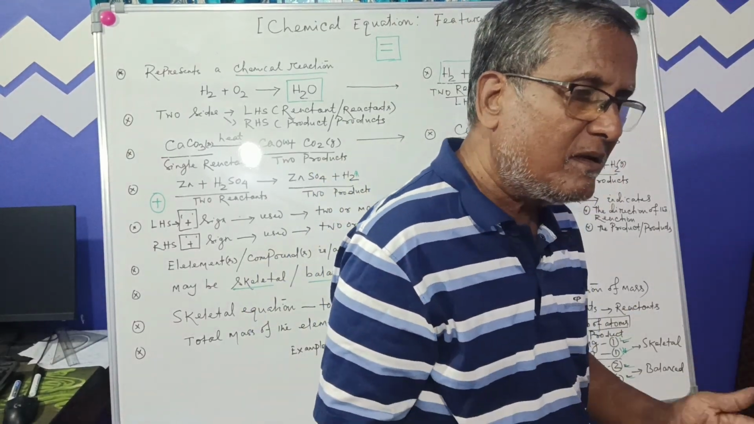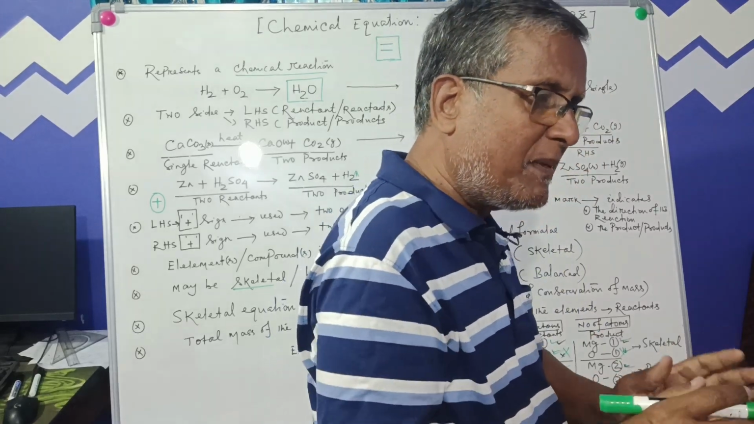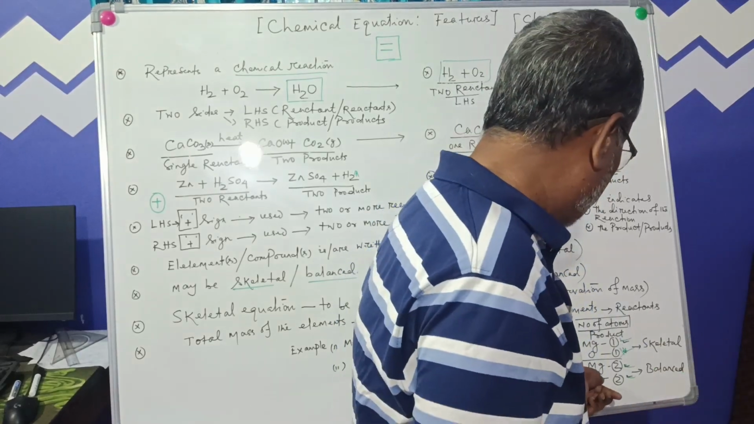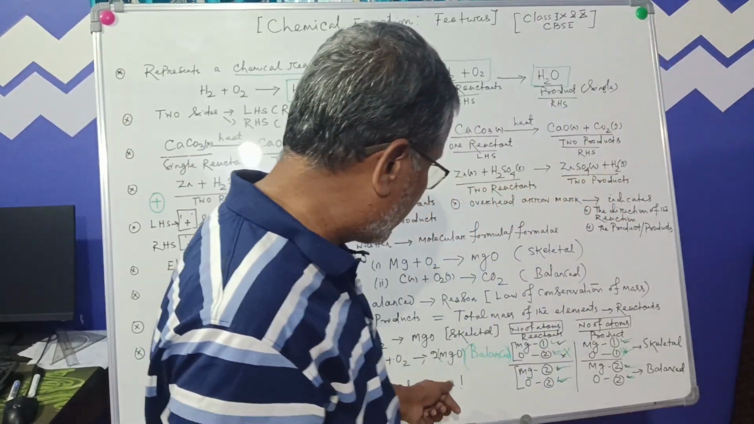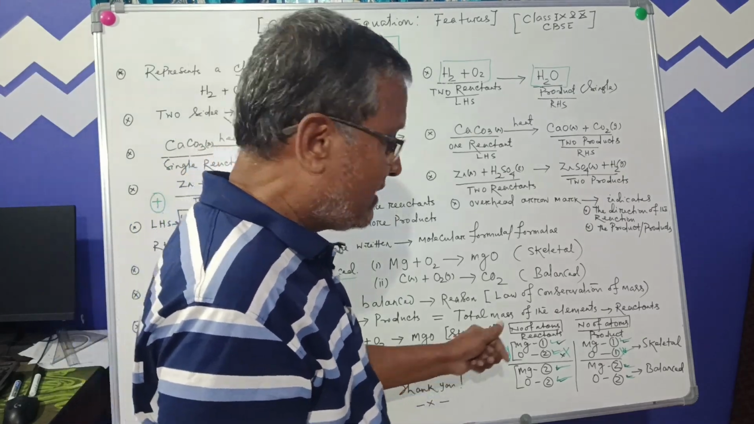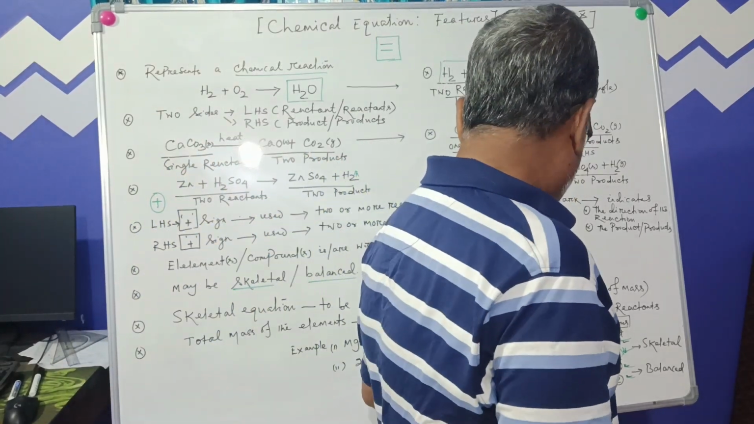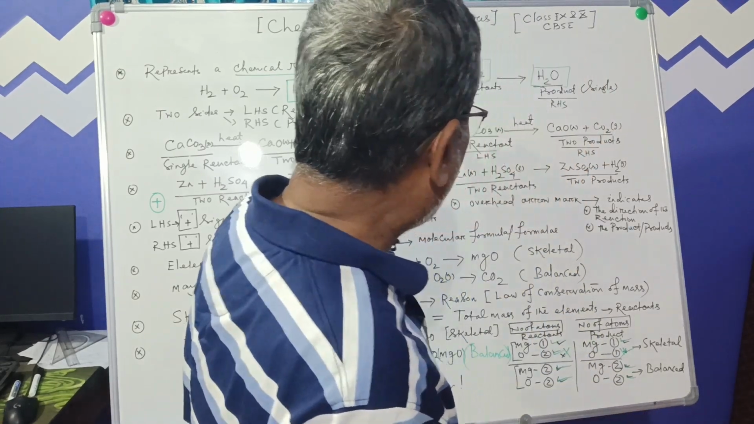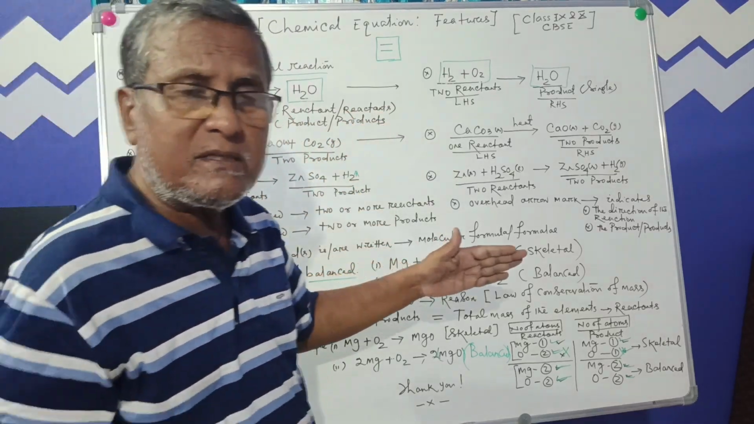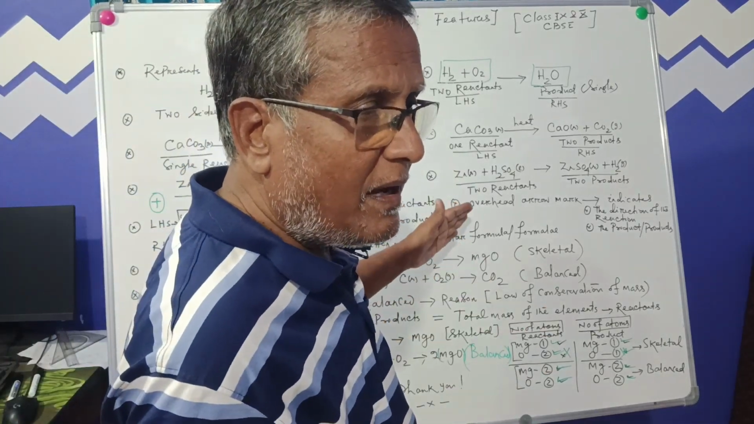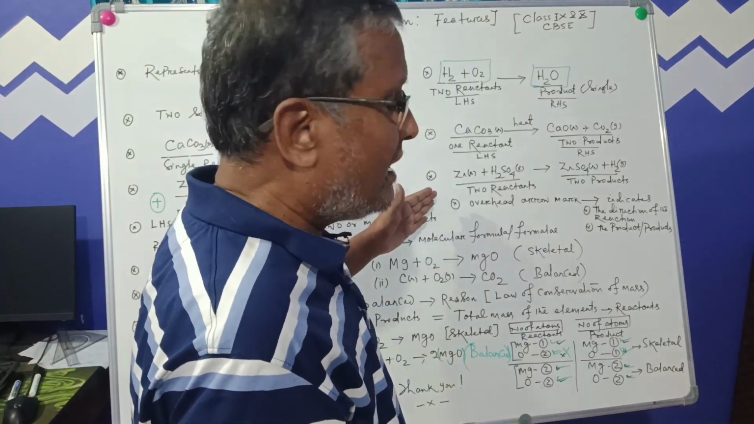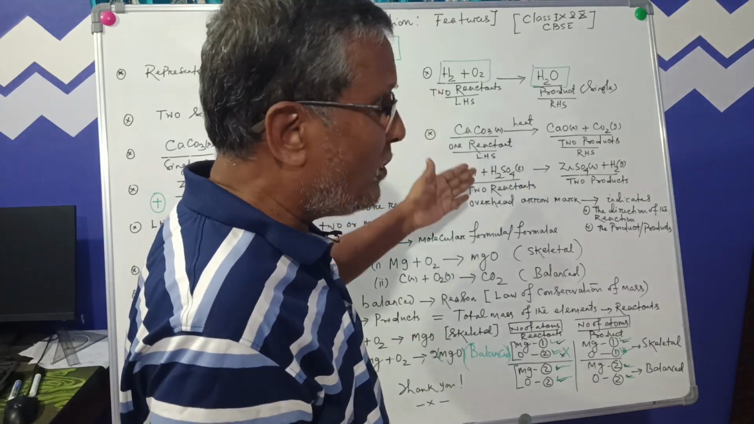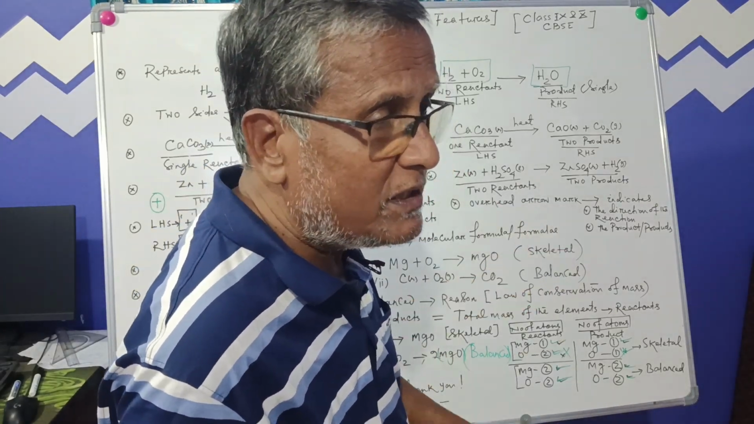So the mass of magnesium on the reactant side is equal to the mass of magnesium on the product side, and the mass of oxygen on the reactant side, or LHS, is equal to the mass of oxygen on the product side. So these are some of the special features of a chemical reaction. As a beginner, you have to follow all these points and remember them.